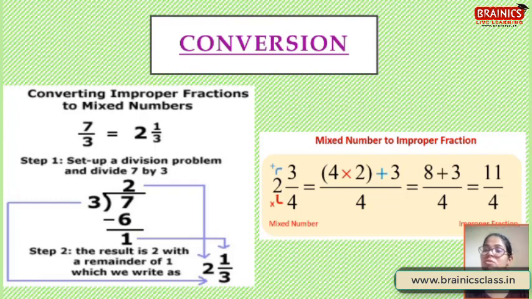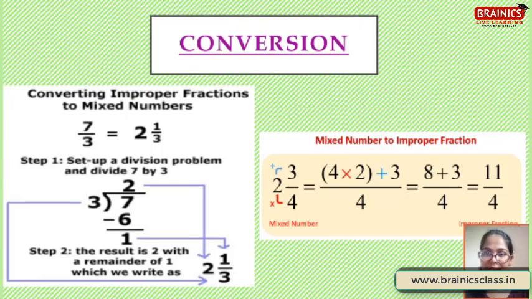So the result is 2, that means quotient is 2. While writing mixed fraction, quotient will come as integer part, remainder in numerator place and divisor in denominator place. So we got our mixed fraction as 2 1 upon 3. Now next we are going to convert mixed fraction into improper fraction.